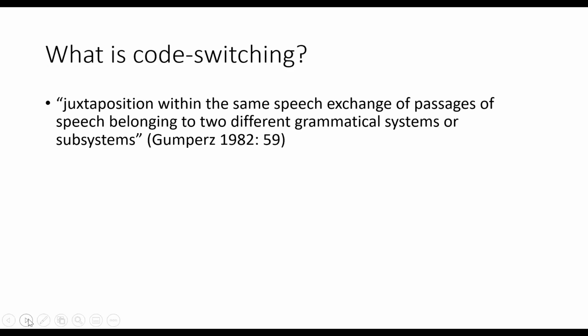So what is code switching? Our classic definition of code switching was developed by John Gumperz in 1982. It's the one we've come to use as the definition. It's the juxtaposition within the same speech exchange of passages of speech belonging to two different grammatical systems or subsystems. By grammatical systems, we mean two different languages, or grammatical subsystems, we mean two different dialects of the same language. Okay, so we have to have these two things being juxtaposed, so next to each other.